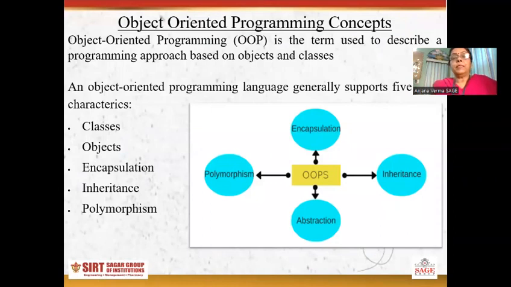Now, what is object-oriented programming and what are the concepts of object-oriented programming? You can say that the term object-oriented programming approach is based on objects and classes. There are 5 characteristics, or components, of object-oriented programming: classes, objects, encapsulation, inheritance, and polymorphism.